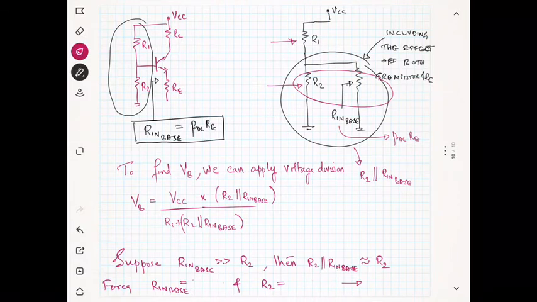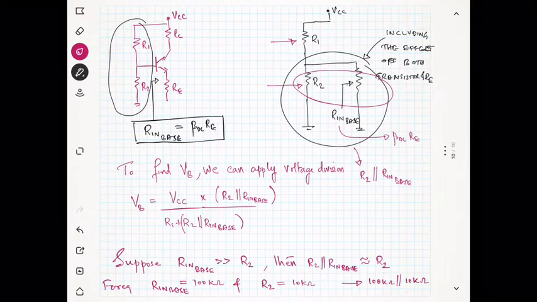Suppose your R in base is something like some 100 kilo ohms and R2 is some 10 kilo ohms. You can see here R in base is much greater than R2. In such a case, you can see it is nothing but 100 kilo parallel with 10 kilo, right? As I told here, 100 kilo parallel with 10 kilo, and this is approximately equal to 10 kilo. You can calculate it. It is approximately equal to 10 kilo. So what is our conclusion?